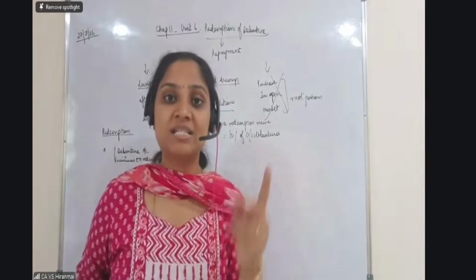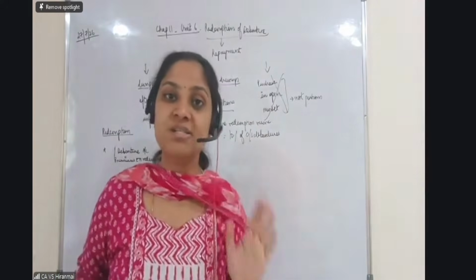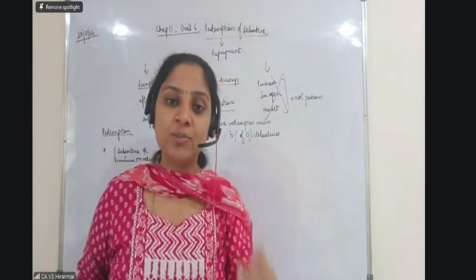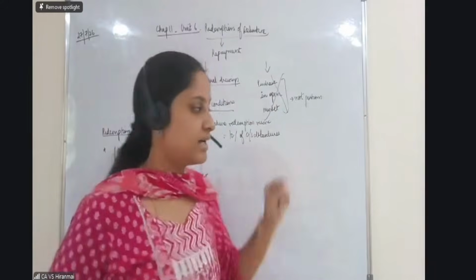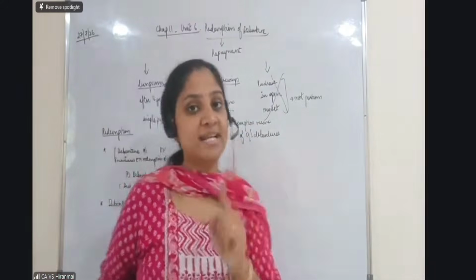If I am going to consider the original 100 value, and 10% of 100 is 10 rupees, 10 rupees, 10 rupees, 10 rupees, 10 rupees, I would have created excess reserve. You should not do that. You should consider only the outstanding value.